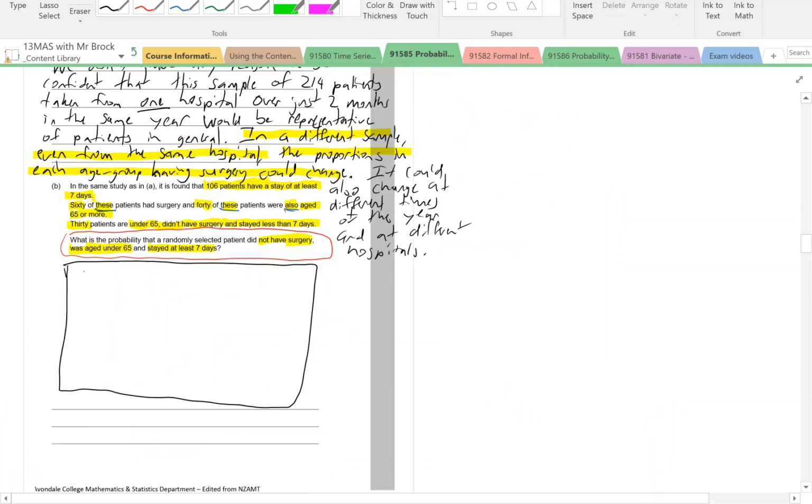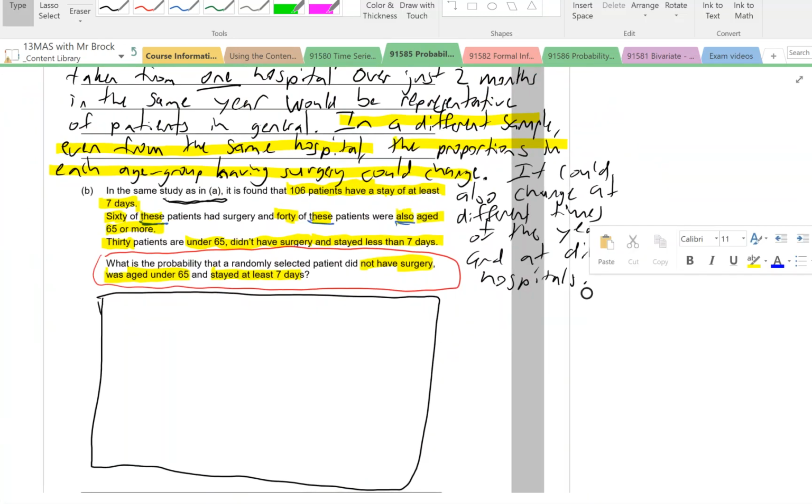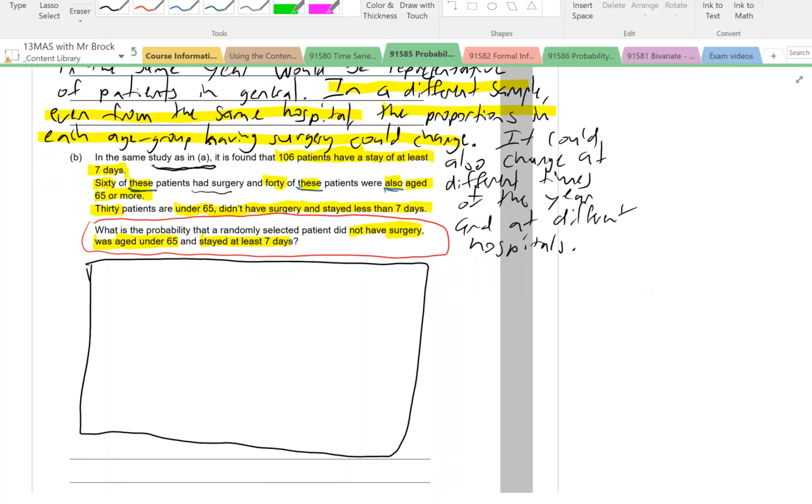It says here the same study as question A, which suggests what? Well, it suggests that we're going to need to use information from question A as well. Okay, so that's really important to bear in mind. Whenever you do a 3-way Venn diagram question, just always be on the lookout that it might be using information from an earlier question too.